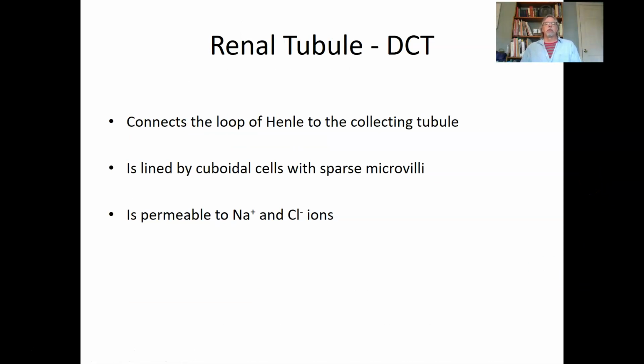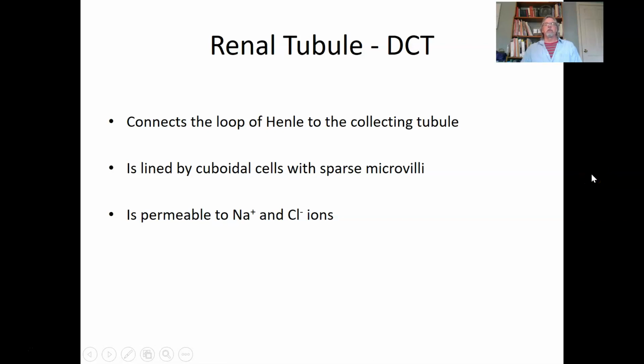Third segment, the distal convoluted tubule. So this is the segment that's going to collect to the collecting tubule and then to the collecting duct. The distal convoluted tubule is lined by cuboidal cells. It does have microvilli, but not as many as those lining the proximal convoluted tubule. The distal convoluted tubule is permeable to ions and to water.